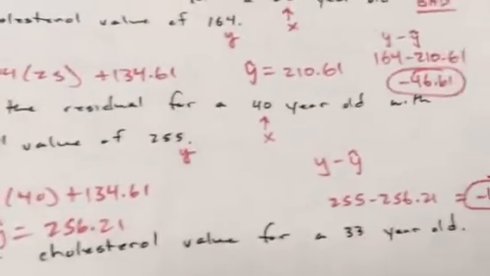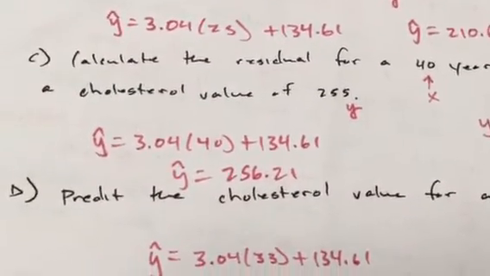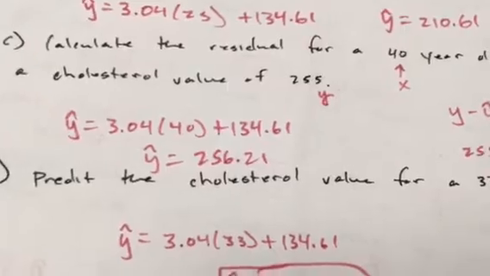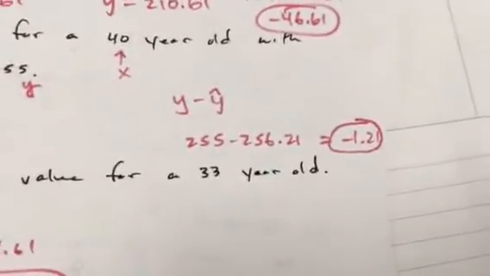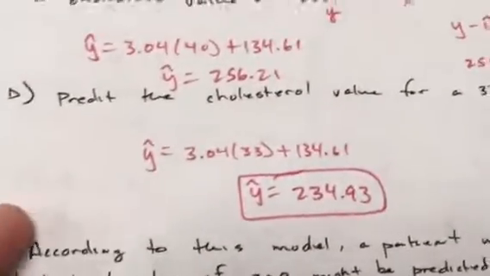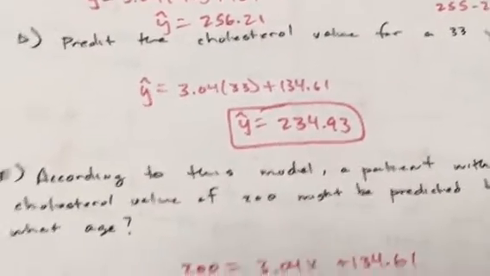Calculate the residual for a 40-year-old with a cholesterol of 255. Plug 40 in. Get a y hat of 256.21. Subtract the 255. Again, you want to have a negative residual here. That's good. Predict the cholesterol value for a 33-year-old. Just plug 33 in for x.